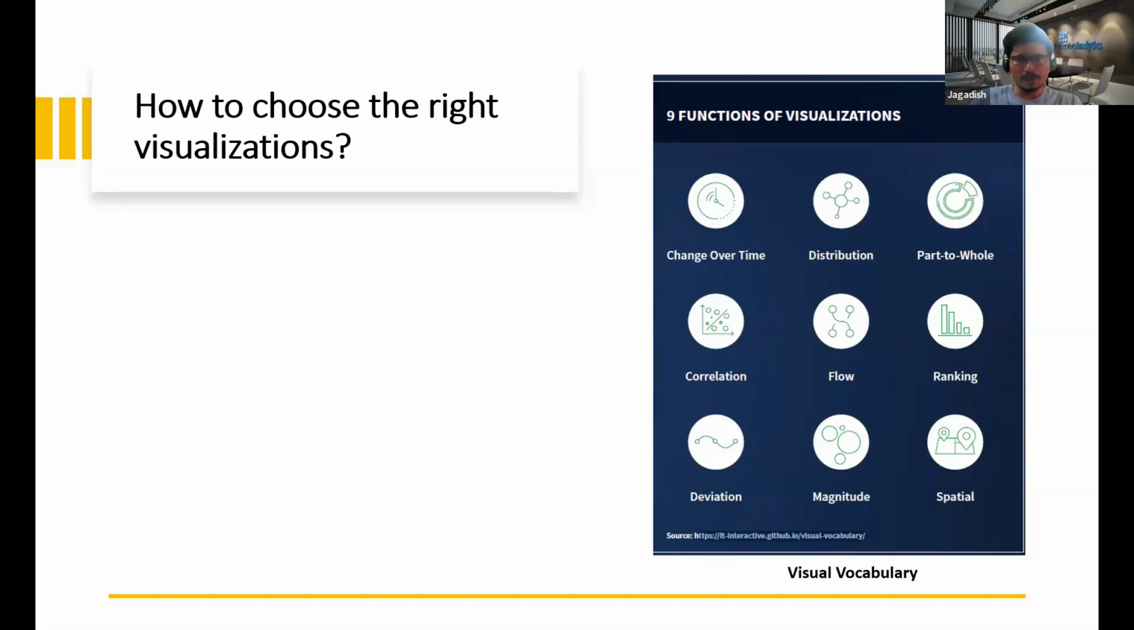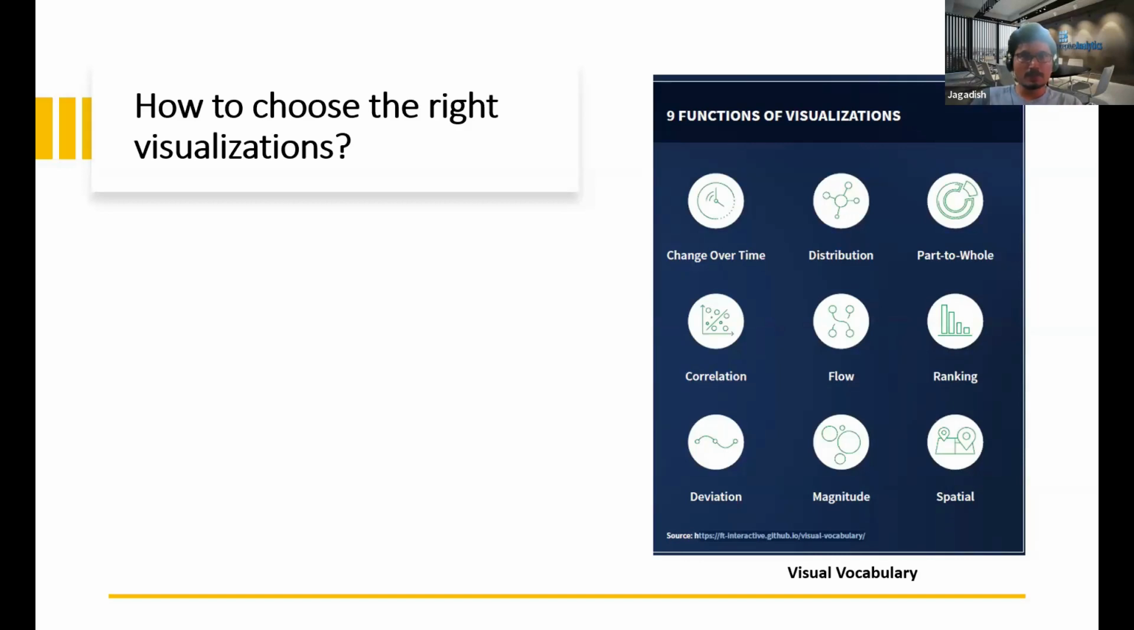Let's say you are interested in identifying the sales trend over time. That falls under the function called change over time, where you're looking at some metric changing over time. And let's say you're interested in looking at which channels are giving better conversions or better ROI, then you're looking at something called ranking. You're trying to rank channels based on a specific KPI you're measuring.